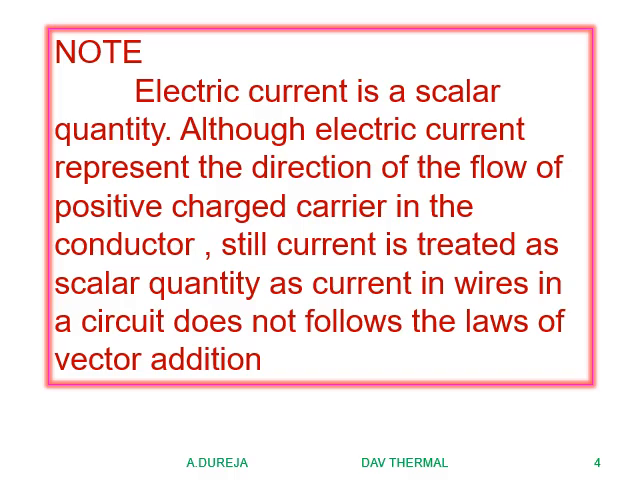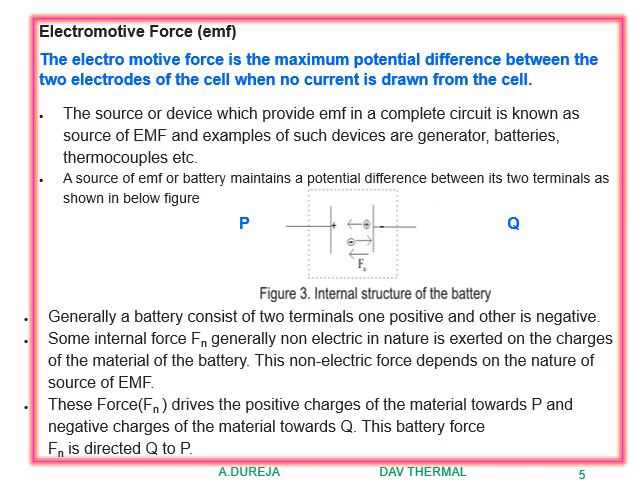Although electric current has both magnitude and direction, yet it is a scalar quantity because it doesn't follow the laws of vector algebra. A device which maintains a potential difference between its two terminals is known as a battery or a generator or thermocouple, etc. Here, EMF stands for electromotive force. Note that the name represents electromotive force, but it is not a force.